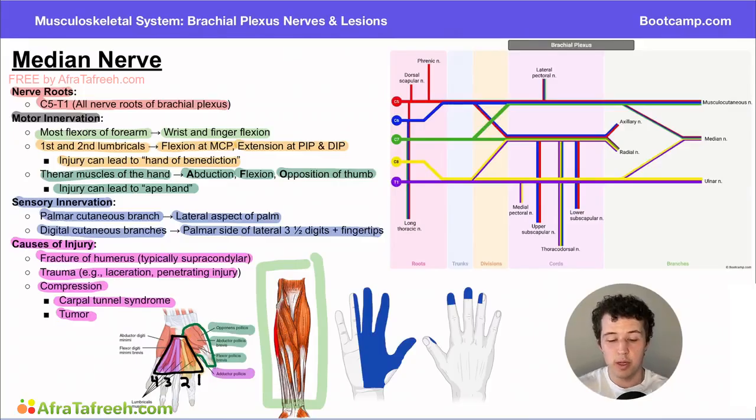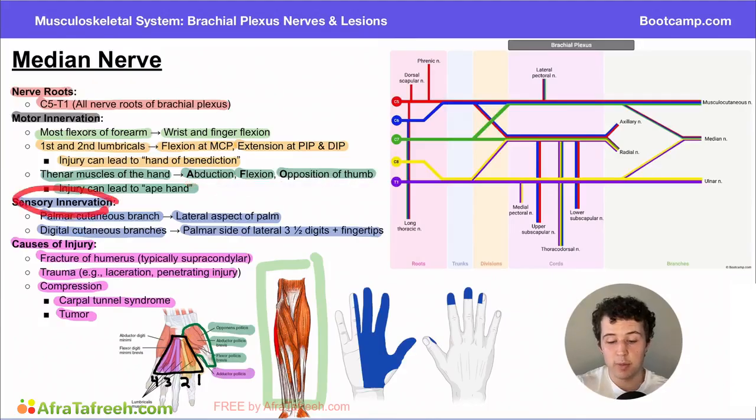The nerve roots of the median nerve will include C5 to T1, which is all of the nerve roots of the brachial plexus. For the motor innervation of the median nerve, with the exception of flexor carpi ulnaris and the ulnar side of flexor digitorum profundus, the median nerve will innervate most flexors of the forearm, which will contribute to wrist and finger flexion. Additionally, the first and second lumbricals will be innervated by the median nerve, as well as the thenar muscles of the hand, contributing to the fine motor movements of abduction, flexion, and opposition of the thumb.